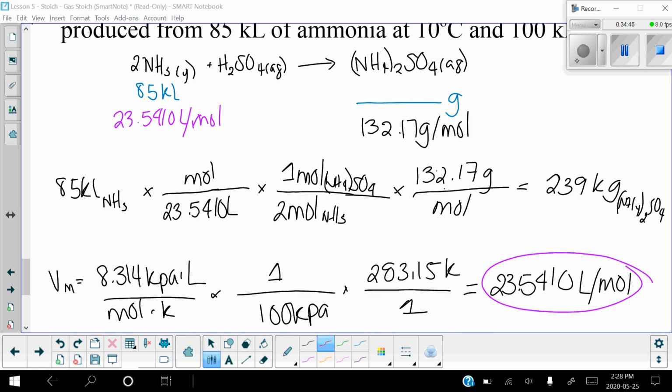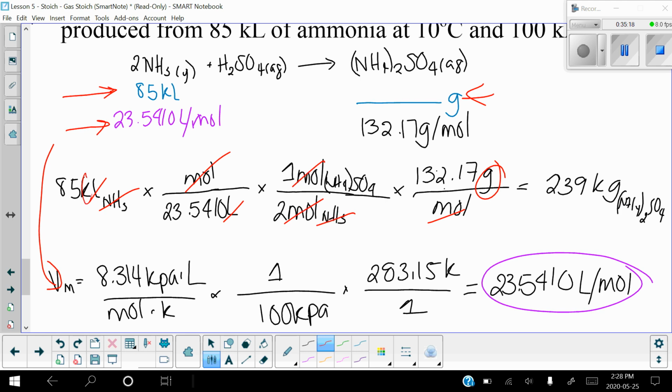Okay, so let's look at the setup. I listed my known and my unknown. I started off with my known, and liters canceled out with liters once I had found my molar volume. That calculation is located down here. I currently have kilomoles. Then I use my mole ratio to convert my ammonium into my unknown moles. Moles cancels out with moles because we are looking for grams. I used molar mass. We end up with grams, kilograms of our fertilizer ammonium sulfate.